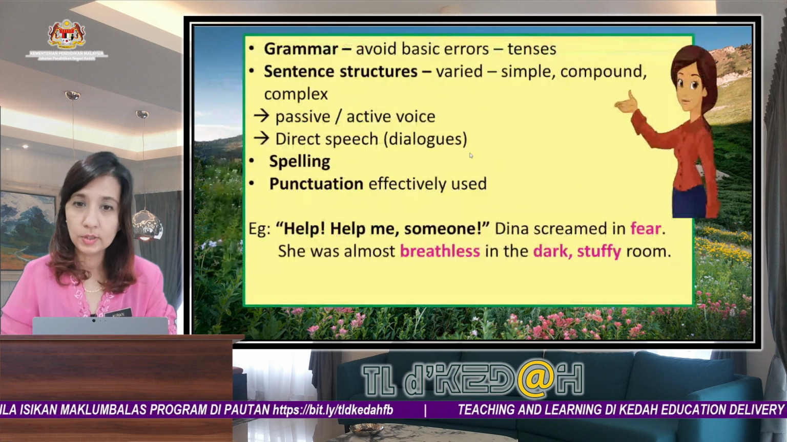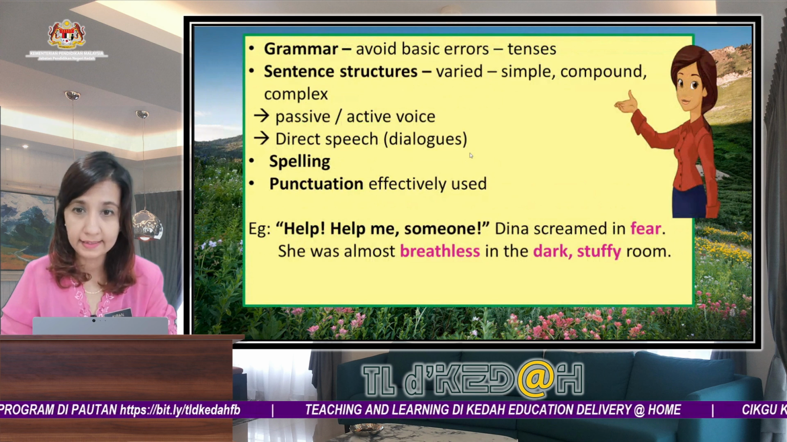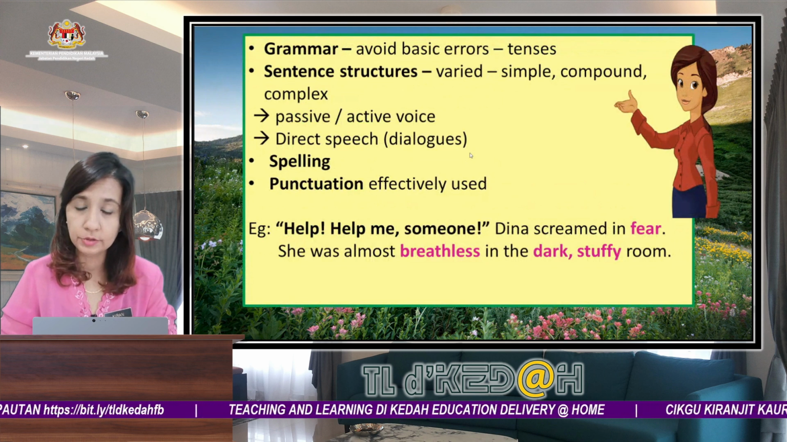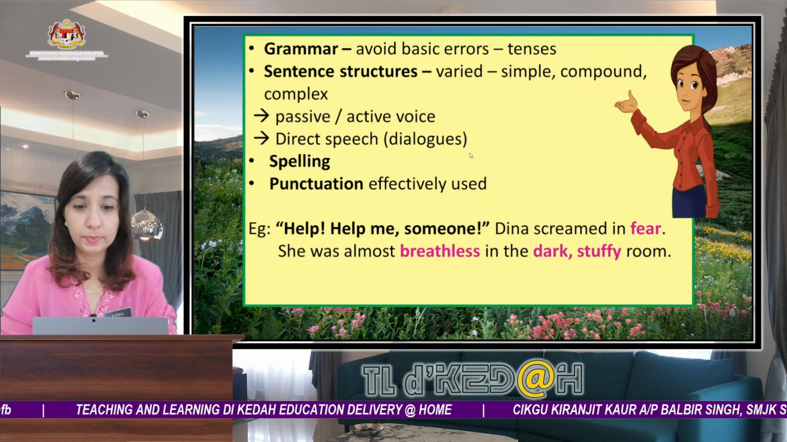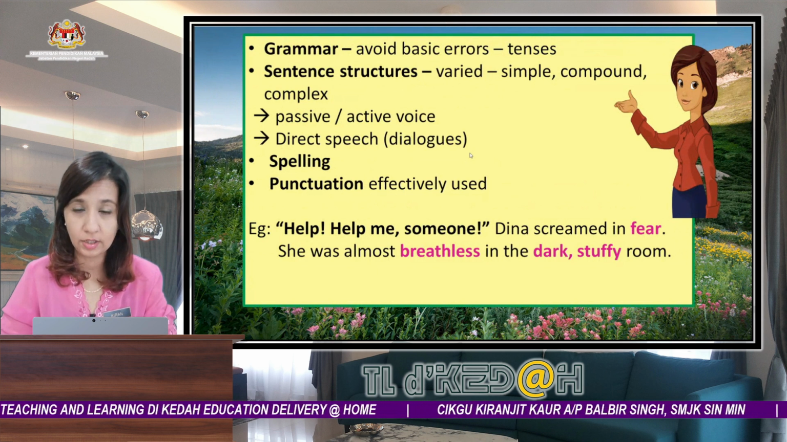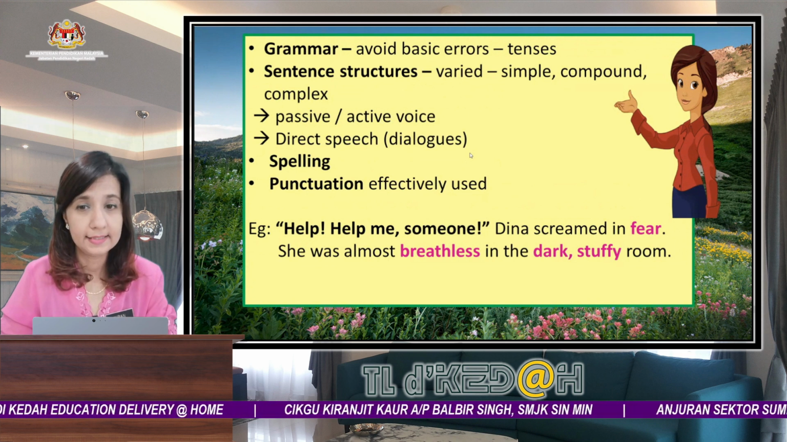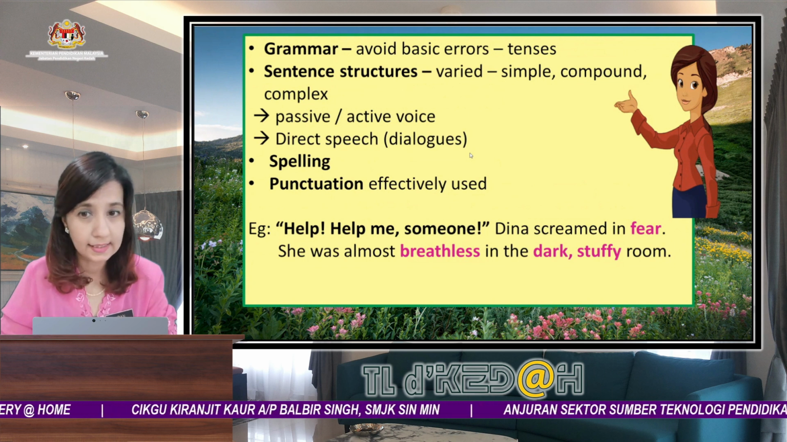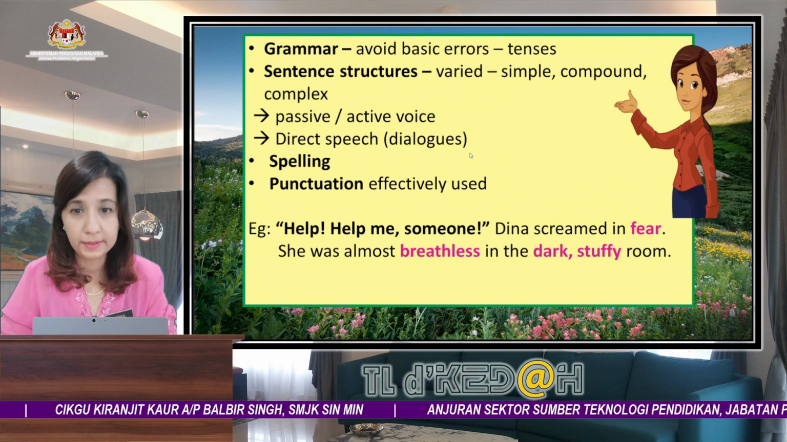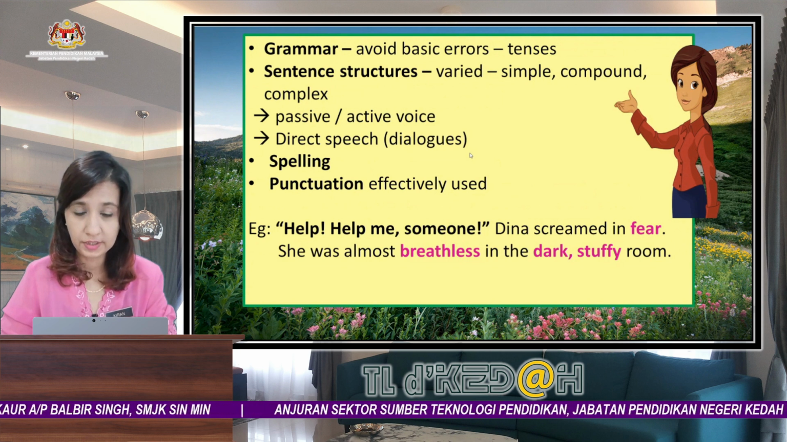Okay, for grammar also, you should avoid basic errors. Structures should be varied: simple, compound, complex. Use some passive voice, active voice, put some direct speech inside dialogues, especially for stories. Only for stories you can add dialogues. Don't add dialogues for reviews. Don't add dialogues for article or report. Okay? Check your spelling, your punctuation.